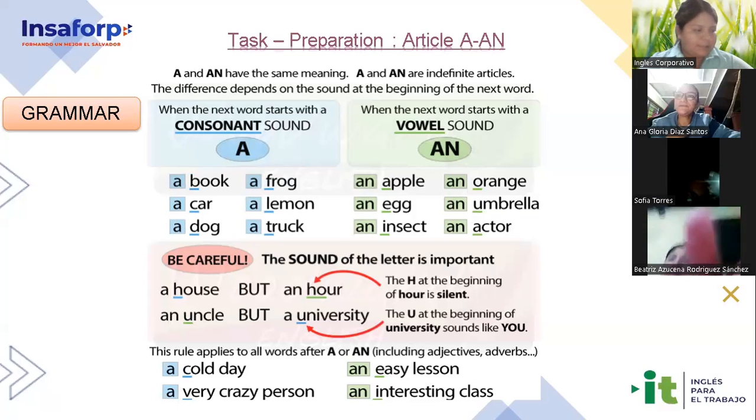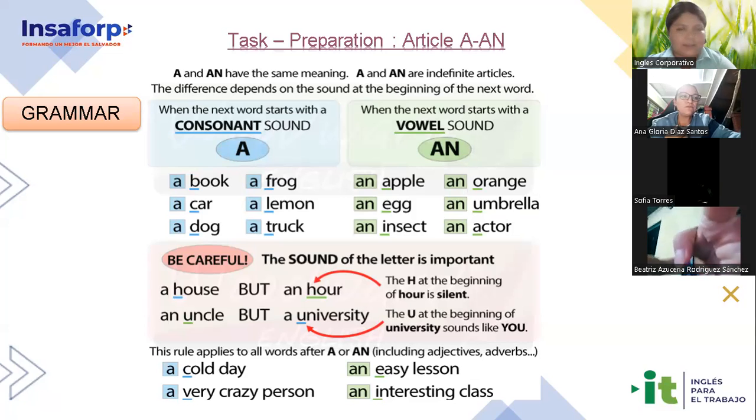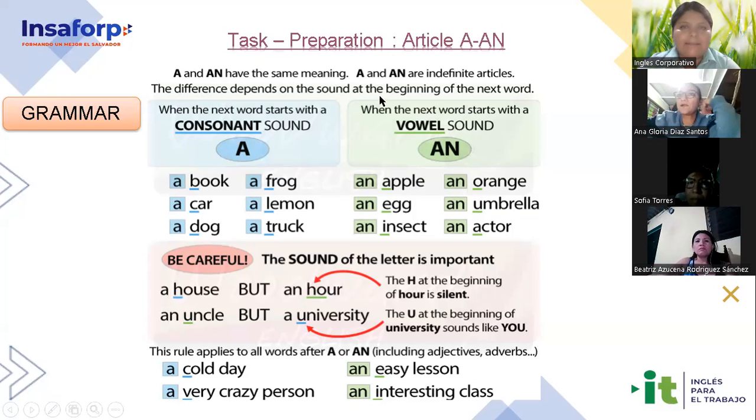Yes. Okay, perfect. So let's start. A and N have the same meaning. A and N are indefinite articles. The difference depends on the sound at the beginning of the next word. Entonces tenemos ahí este artículo, que se llama artículo indefinido. Y su diferencia va a radicar en el sonido del principio de la siguiente palabra. ¿Y cómo es eso? Ya lo vamos a ver.